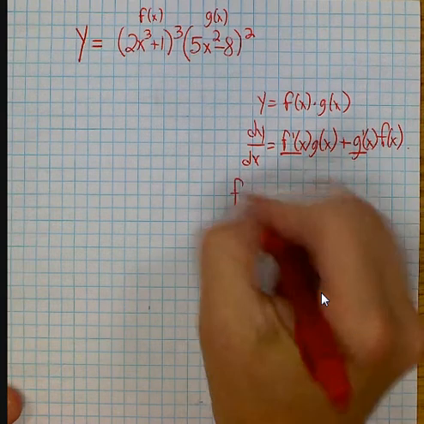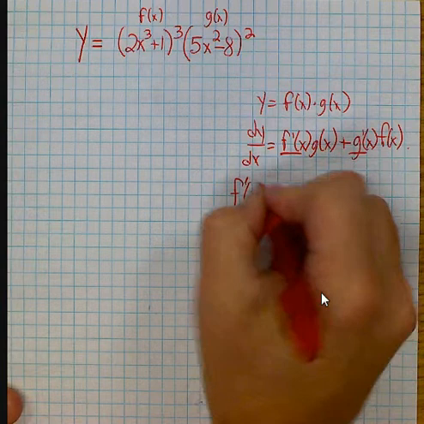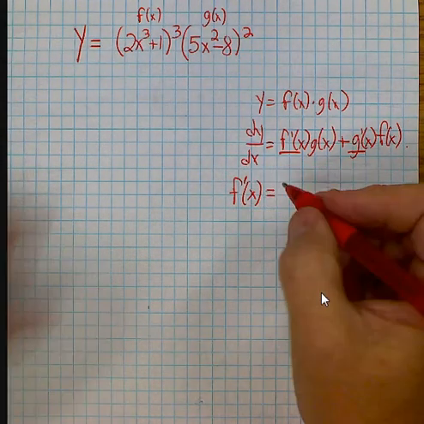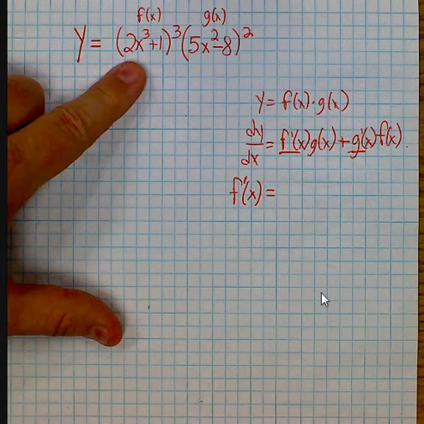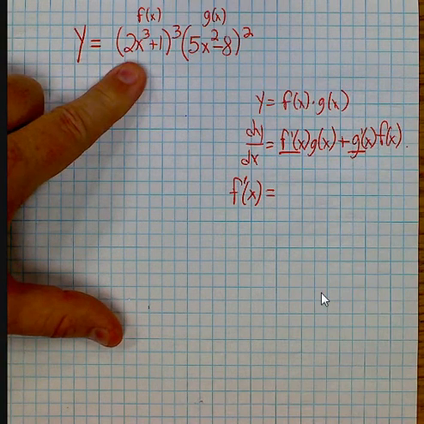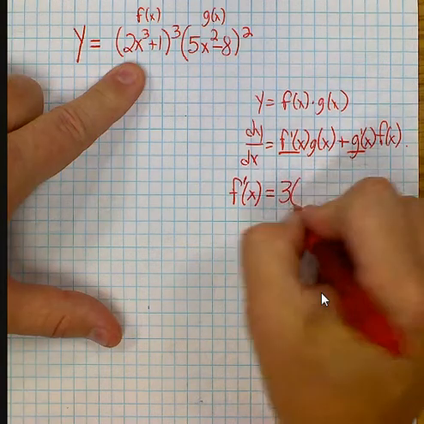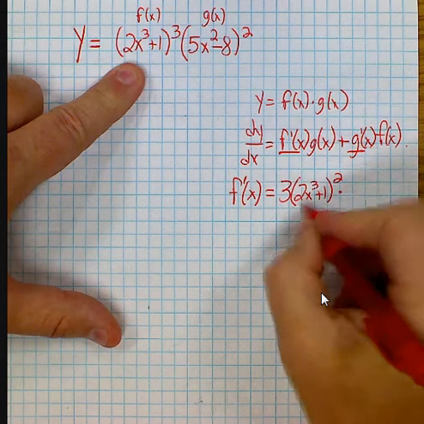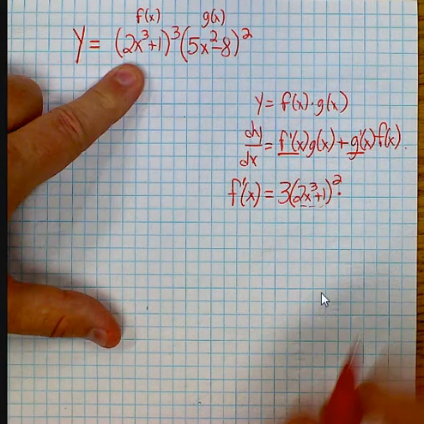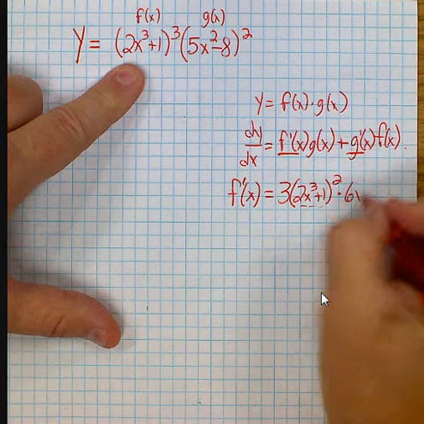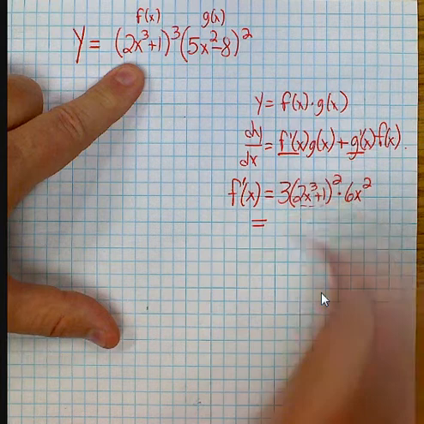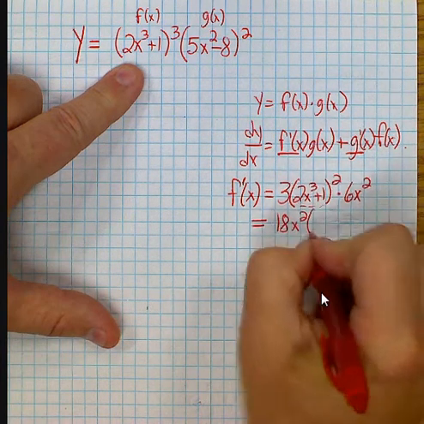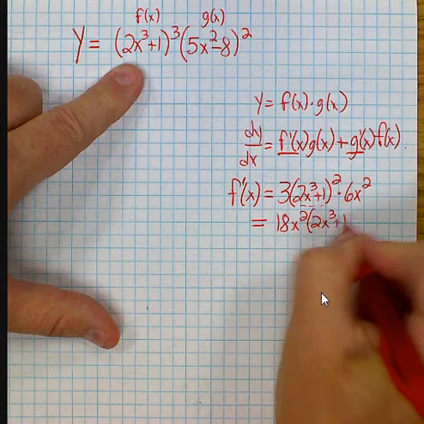So let's go and find f prime of x. And when we find f prime of x, we're going to work with this right here. So when I take its derivative following the power rule, it's just 3 times the something to the power minus 1 times the derivative of what was being raised to that power, which is what? 6x squared. Good. Simplifying, the 3 and the 6x squared become 18x squared times 2x cubed plus 1 squared.